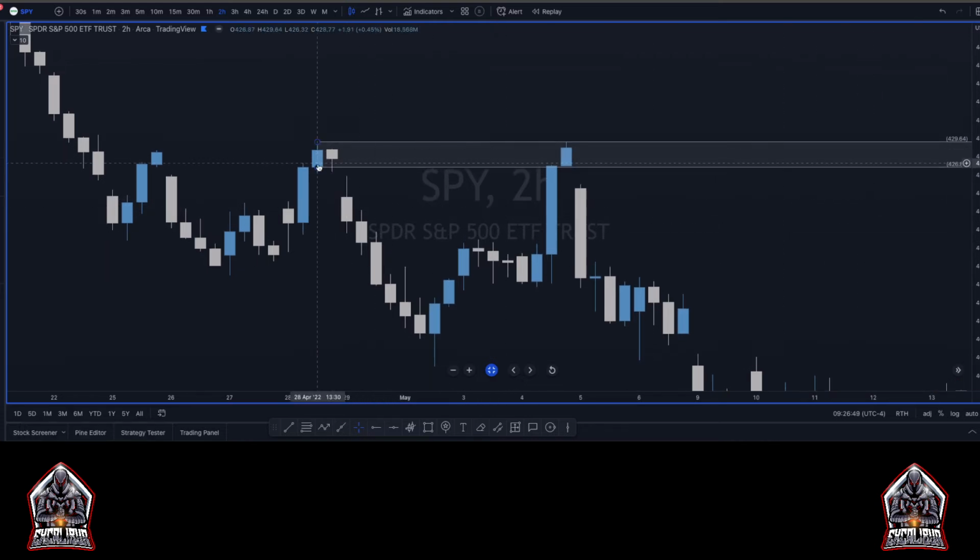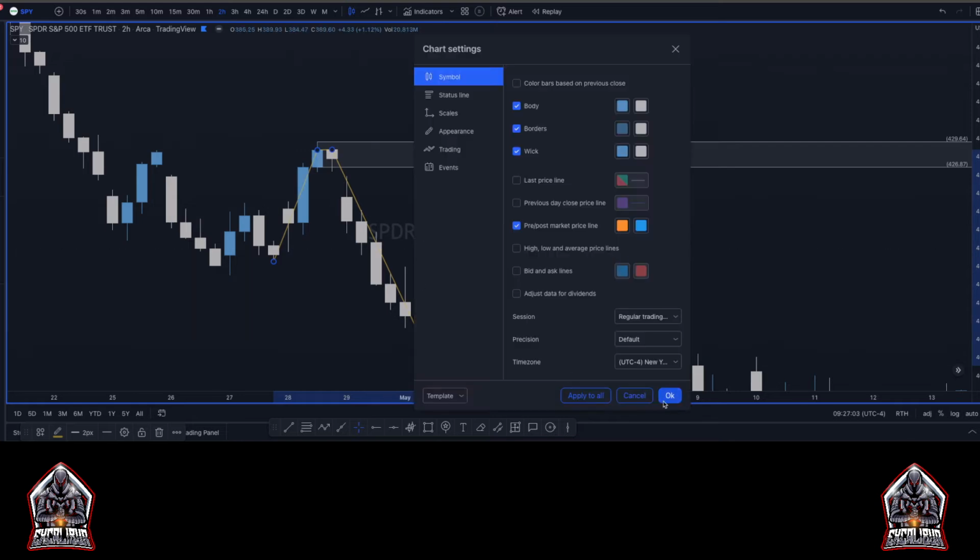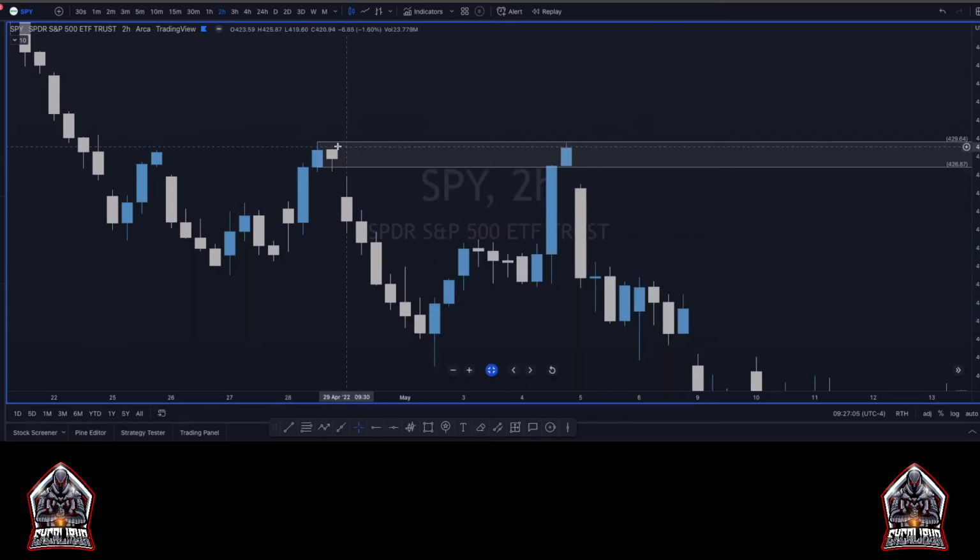So right here on the 2 hour, we create a supply. There are 4 different types. We have a rally, we base, and then we have a drop. So you're looking for that basing candle, that last bullish candle before the sell-off. It doesn't have to be a big candle like this. We had a sell-off, consecutive candles. We sold off 5%, basically down 5%.